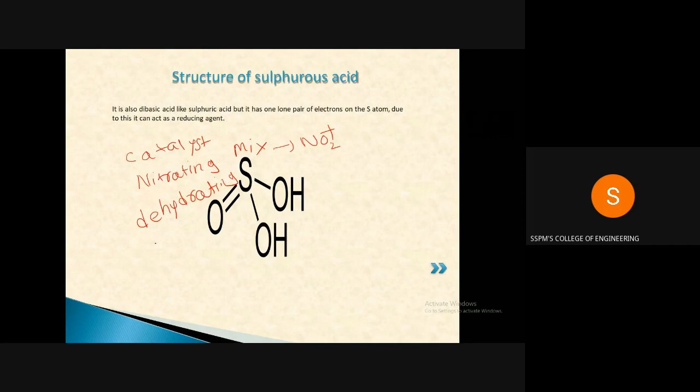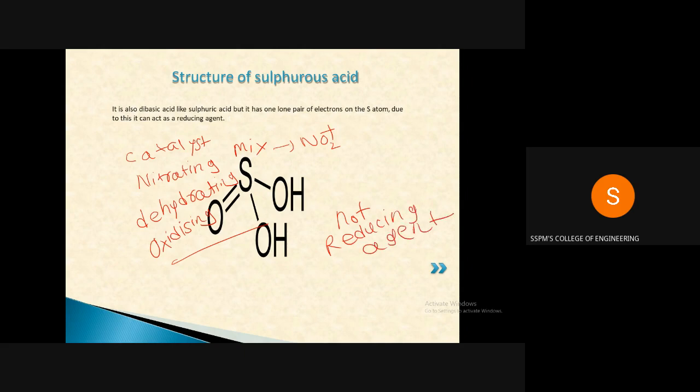And one important property, it is an oxidizing agent, but it is not a reducing agent. So these are the important characteristics of sulfuric acid: catalyst, nitrating, dehydrating.